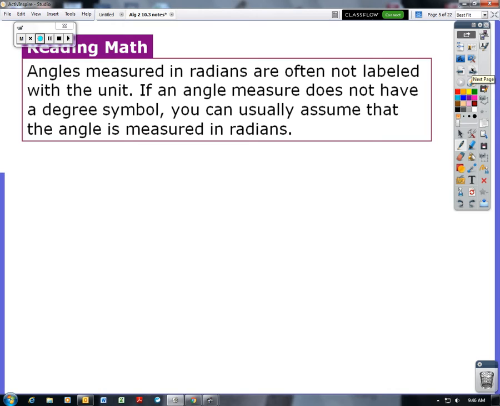If you are given an angle, like say it says theta equals 5.2, that is not 5.2 degrees. That's 5.2 radians. It doesn't say radians there, but it's understood to be radians. So we don't really put the rads in, but you can if you wanted to.